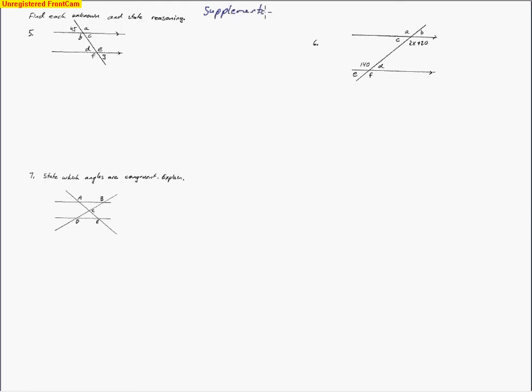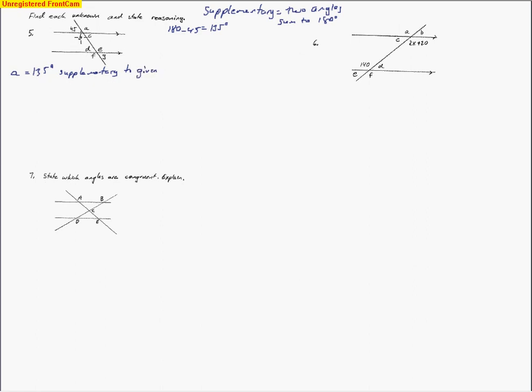Supplementary is when we have two angles that sum to 180 degrees. We're going to use that rule for this first one. So we're going to subtract 180 minus 45, and when I do that I end up with 135. So that's going to be A. And so I'll say A equals 135, and the reasoning is that we have supplementary to the given.